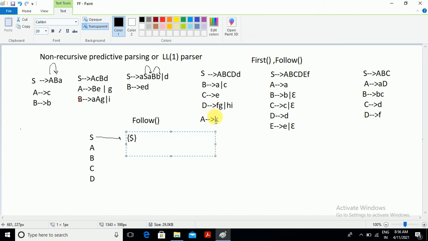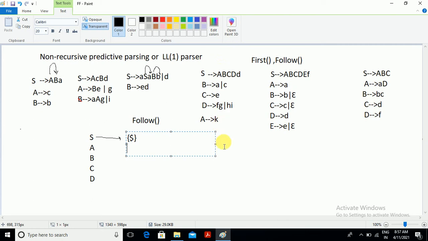Now capital A. Its production is derived from K only, but for A we need to verify to find out the follow. We simply need to go through all productions, and see in all productions where A is available whether there is any follow for that A. But First is not like that. First, we just need to verify in their own production only. But Follow is not like that. Follow should be verified in all productions.